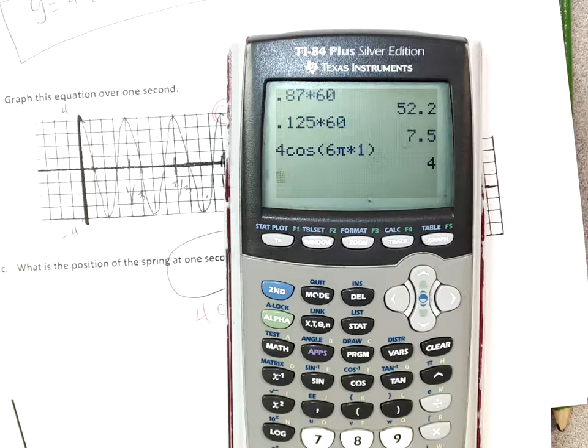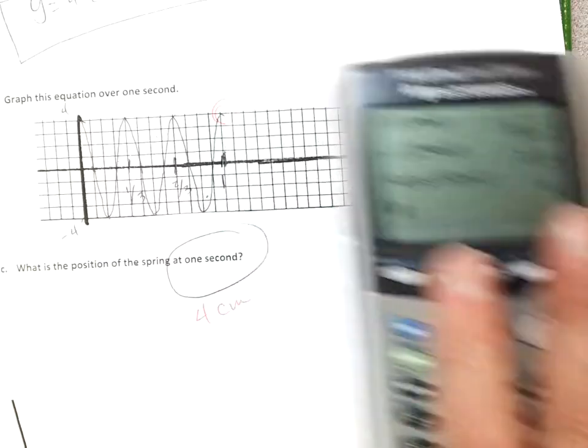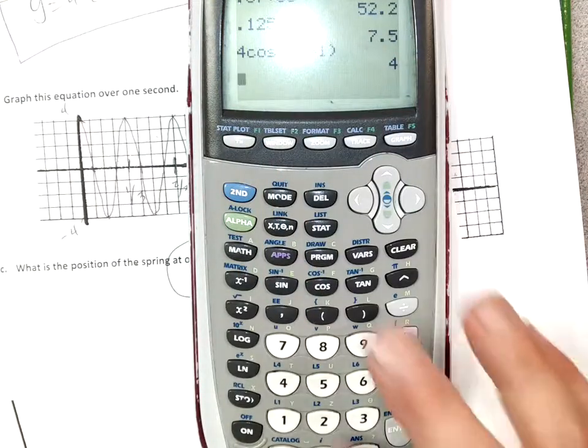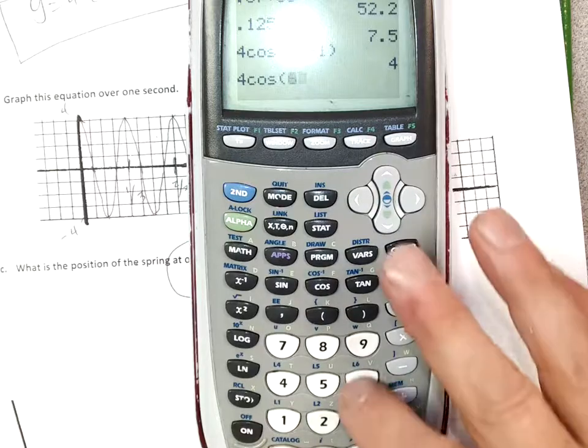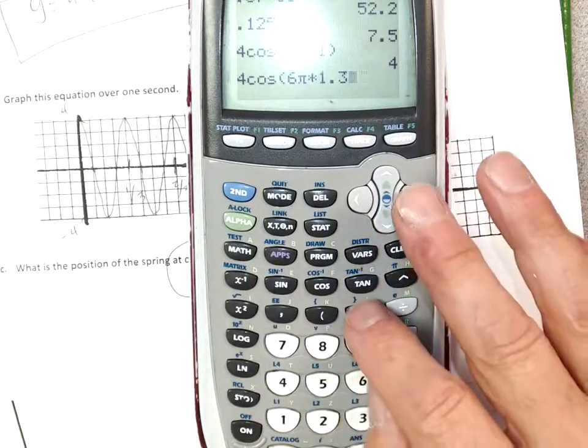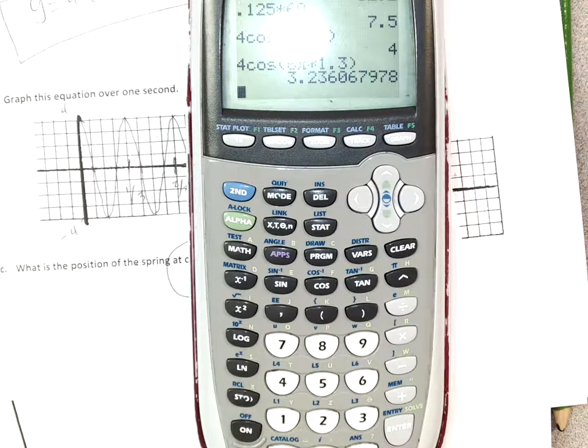Well, what if I wanted to know where it was at, say, 1.3 seconds? Well, it's not so easy to find out where 1.3 seconds is, but I could plug in time, right? That's all I'm doing, is plug in time. 4 cosine 6 pi times, say, 1.3 seconds, right? It'd be a height of 3.26. So all you do is just plug the time into your equation. You can find any corresponding height, right?